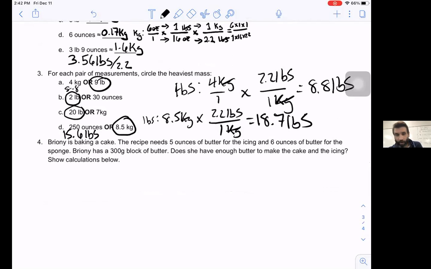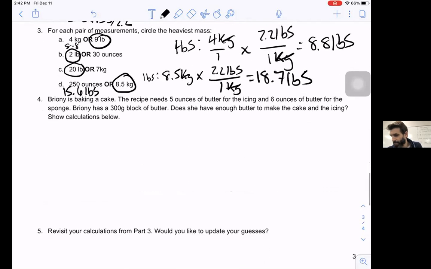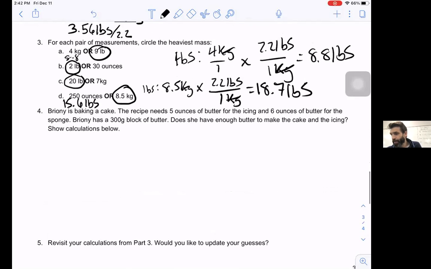Here's a little story problem here. Briani is baking a cake. The recipe needs 5 ounces of butter for the icing and 6 ounces of butter for the sponge. It's a sponge cake, I guess. Briani has a 300-gram block of butter. Does she have enough butter to make the cake and the icing?